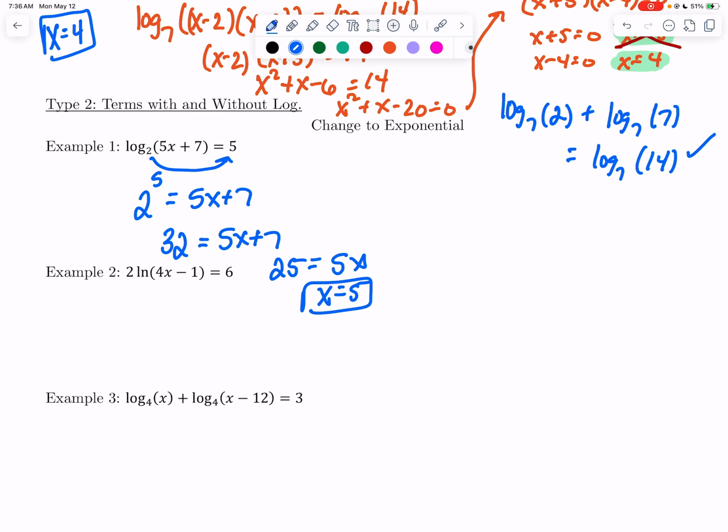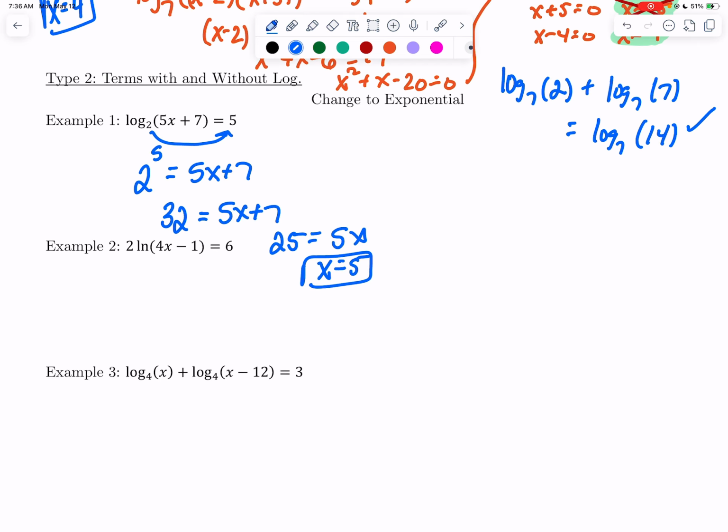Same thing for example 2. The problem with example 2 now is I have to make sure that my log is isolated. So before I convert this, I'm going to go ahead and divide by 2 so that I have ln of 4x minus 1 is equal to 3. Now remember that ln is the same thing as log base e. So now I could say log base e of the 4x minus 1 is equal to 3.